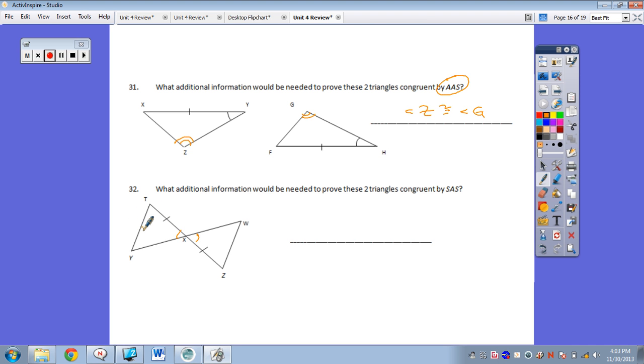Well, if I choose this side over here, then it would be side angle, or angle side, which we know doesn't work for congruent triangles. If I choose this side here, now I have a side, an angle, and a side. So the corresponding side would be that side right there, side angle side. So knowing that YX is congruent to WX, now we have enough to prove by side angle side.